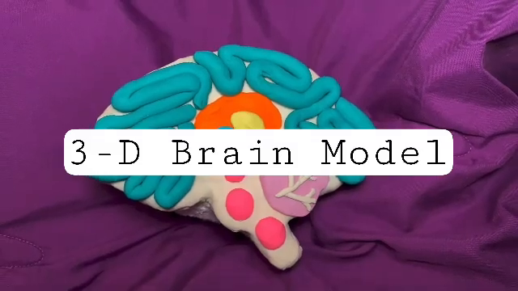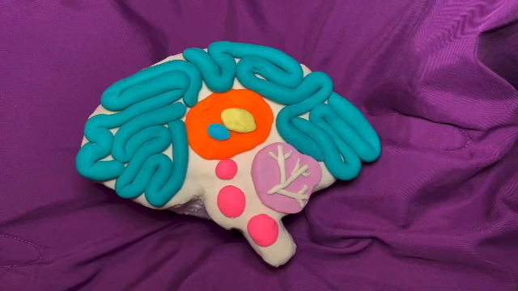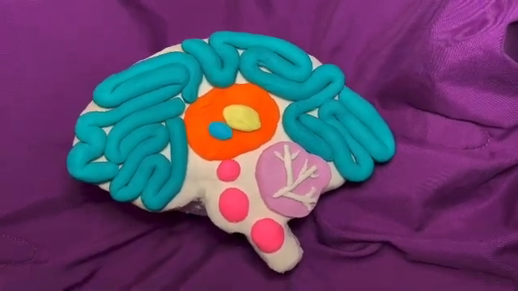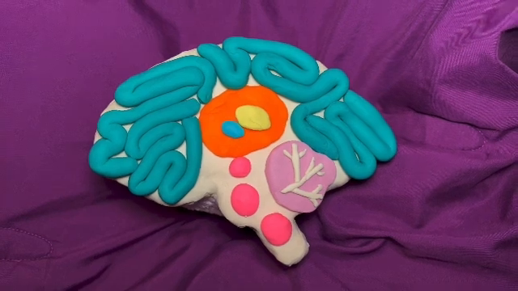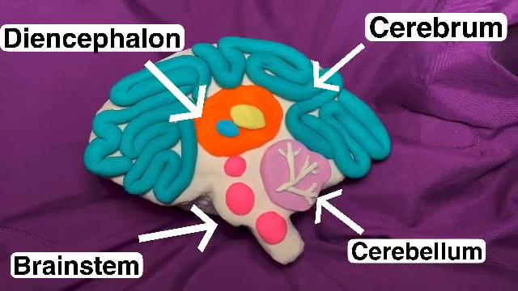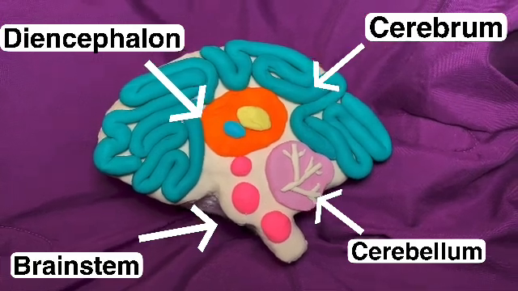Everyone, this is my 3D model of the brain. I used Play-Doh along with some styrofoam on the back end to support it. To begin, the brain is located in the cranial cavity and is part of the central nervous system, otherwise known as the CNS, and is composed of 4 divisions. These divisions include the brainstem, cerebellum, diencephalon, and the cerebrum.